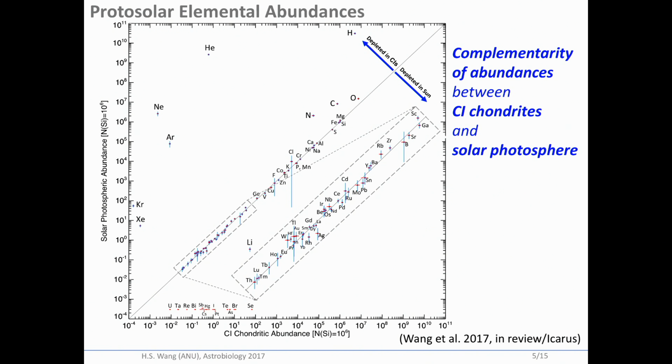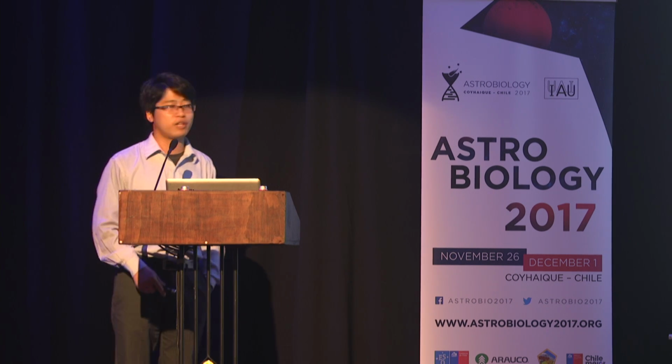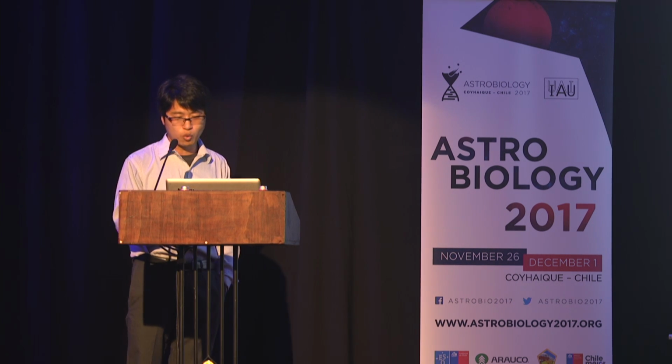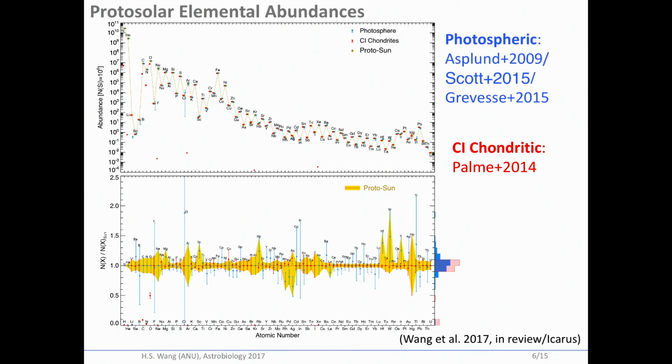For the elements along these lines, they have no photospheric lines, so we have no photospheric abundances. Based on this complementarity of abundances between CI chondrite and solar photosphere, we construct our protosolar abundances based on the latest estimates for the photospheric and CI chondritic abundances. In the lower panel, we can see our estimated protosolar abundances as the yellow pattern, in comparison with the derived data.